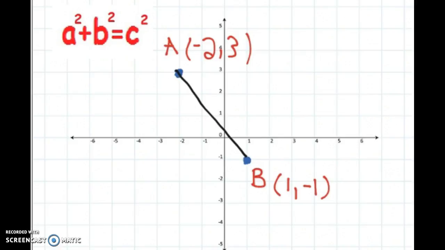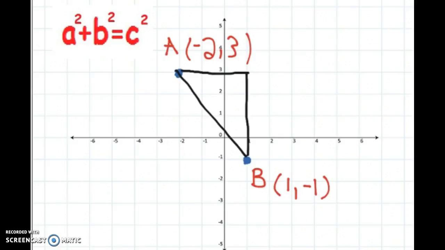We are going to move across the x-axis to 1, and then we're going to move down the y-axis to -1. This creates the legs of our right triangle.